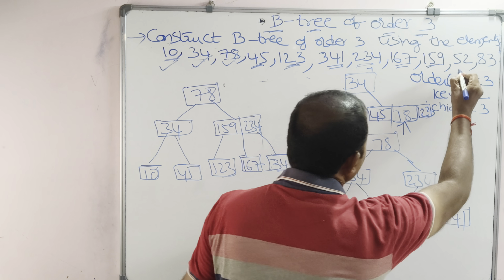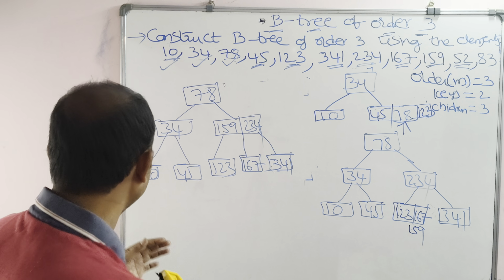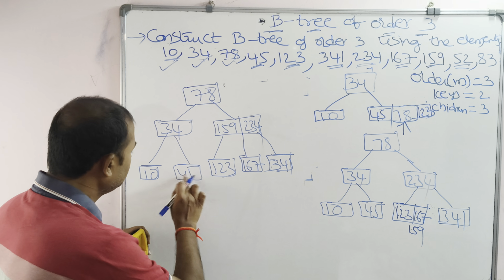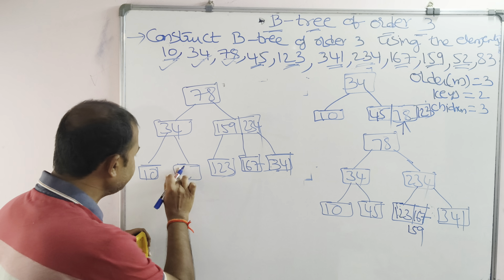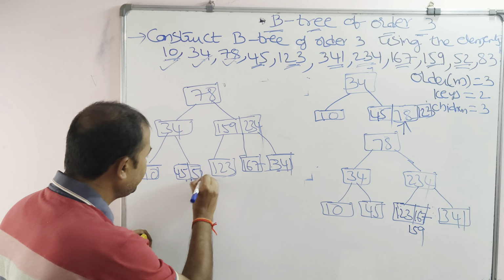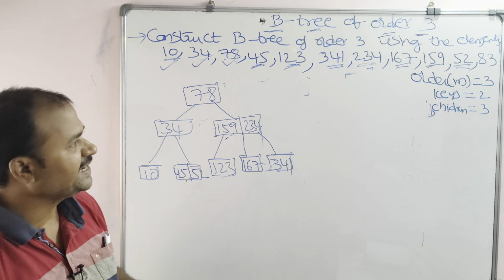Next we have to insert 52. 52 is greater than 34. So we have to insert 52 in this leaf node, with 45. After that we will next insert the last key, that is 83.